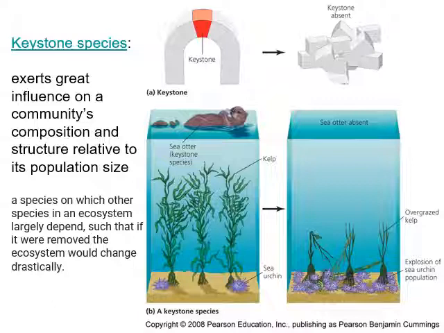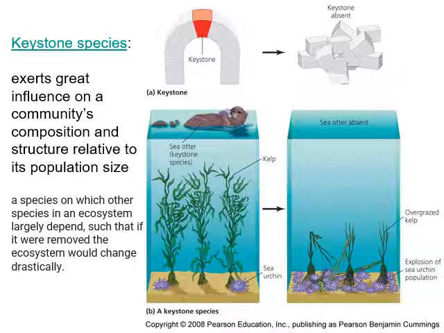So here's an arch. For those of you that maybe are in engineering, you've done this. There's an arch. This keystone is holding this whole arch together. So if you remove the keystone, the arch falls apart. That's the same idea as a keystone species. It exerts great influence on a community's composition and structure relative to its population size. So often, these are members of the ecosystem that might not be there in large numbers, but they have an overall greater effect.